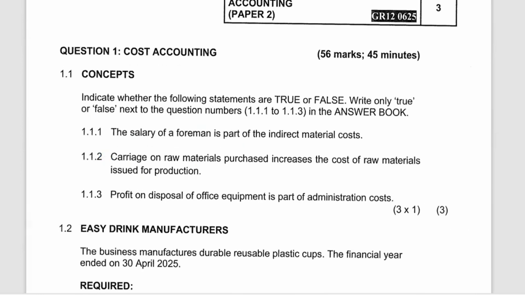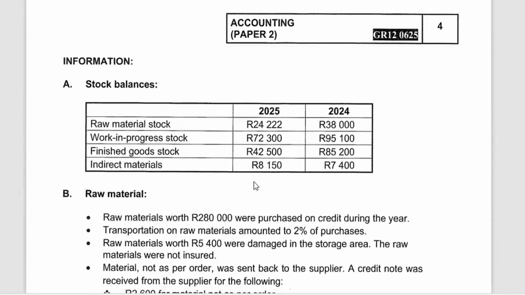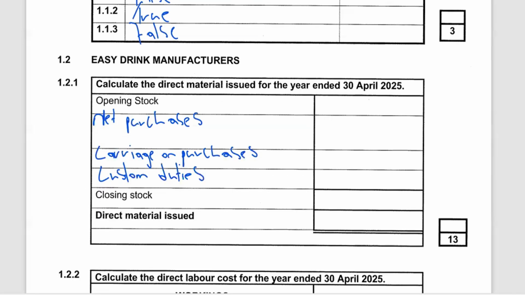So let's go to the information that affects our direct material cost or our raw material. So now we have the opening balance of raw material stock, which is 38,000. And also we have the closing balance of our raw material stock, which is 24,222. So here opening stock, we have 38,000. Closing stock, we have 24,222. So since we minus the closing stock, we're going to put it in brackets.